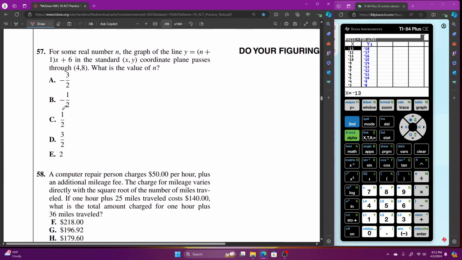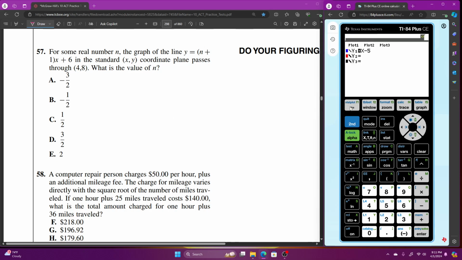Moving on to number 57. For some real number n, the graph of the line y equals n plus 1 times x plus 6 in the standard xy coordinate plane passes through the point 4, 8. What is the value of n?